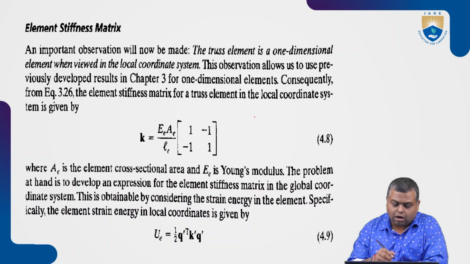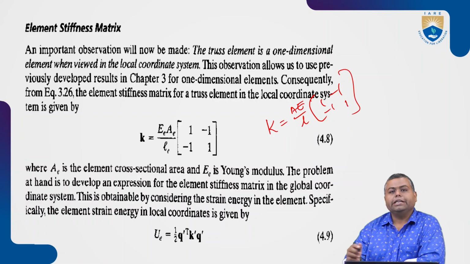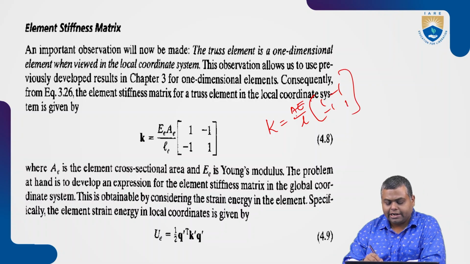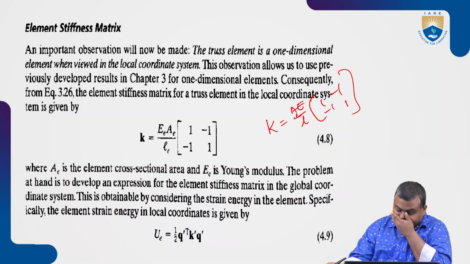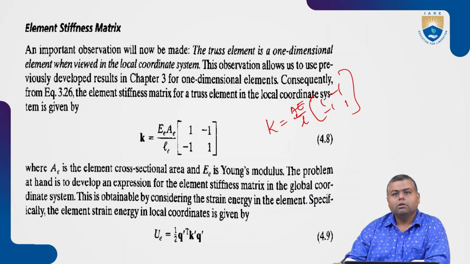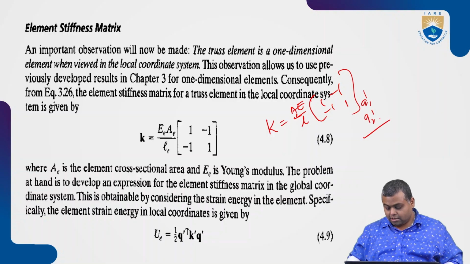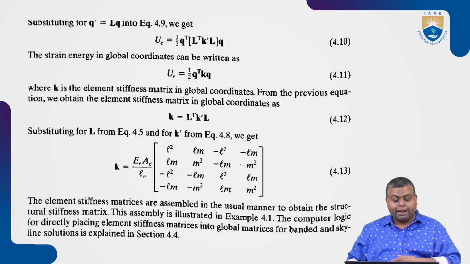I already know that the K matrix for a one-dimensional element is AE by L times [1, minus 1; minus 1, 1]. A is the cross-sectional area, E is the Young's modulus. Now we need to substitute all the above relations, that is Q1 dash as well as Q2 dash, in the relation so that I will get a K matrix.